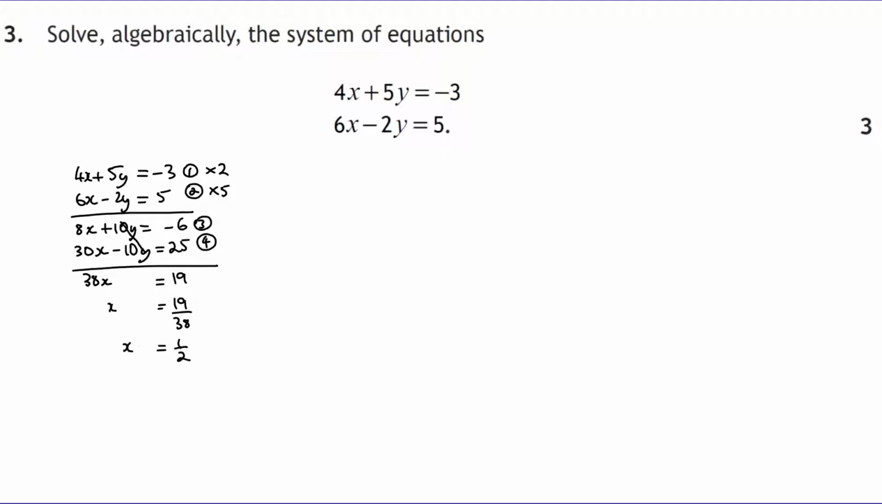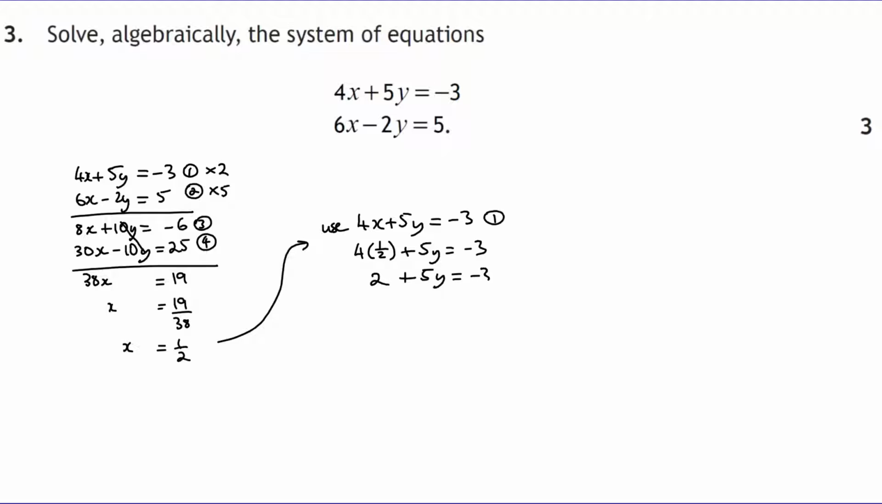We then substitute that value in, so we're going to take that value up to one of our original equations. I'm liking the look of equation 1 a little bit more, so 4x plus 5y equals negative 3. We know the x value is a half, so it's 4 times a half plus 5y equals negative 3, and we've just got a straightforward linear equation. Half of 4 is 2, 2 plus 5y equals negative 3. Take away 2 from both sides, and we get 5y equals negative 5, and then y equals negative 1. Okay, so we've got two values, so we've solved that system of equations. We've got x equals half and y equals negative 1.